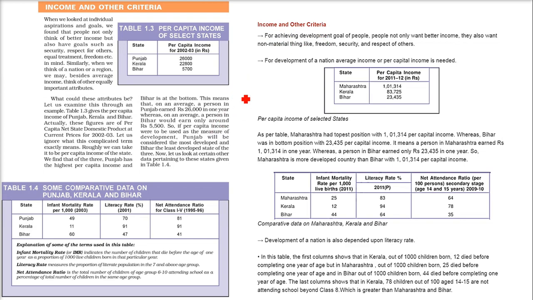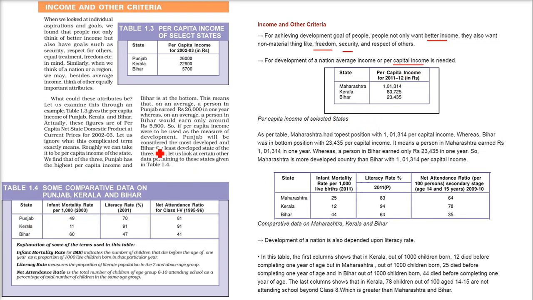Income, and what are the other criteria? See, for achieving the development goal of people, first of all, they want better income. Apart from this, we have already seen that not only income, they want certain other non-material things, like freedom, security, and also respect from others, that is colleagues and bosses, etc. So for development, national average income or per capita income is needed. That is, you calculate either national average income or per capita income.